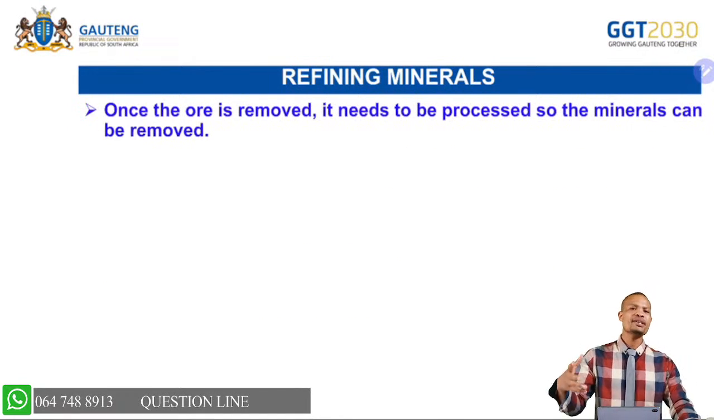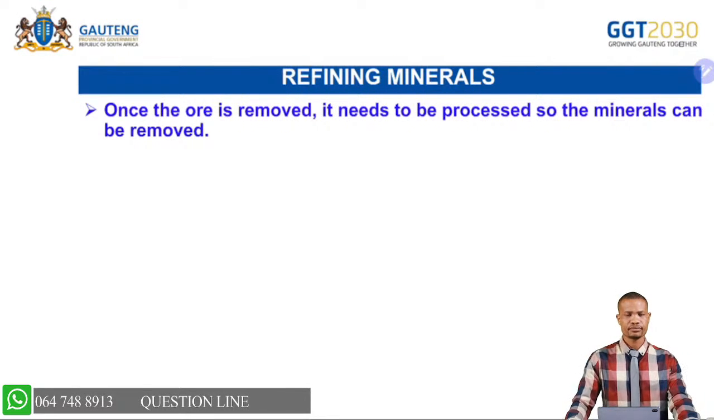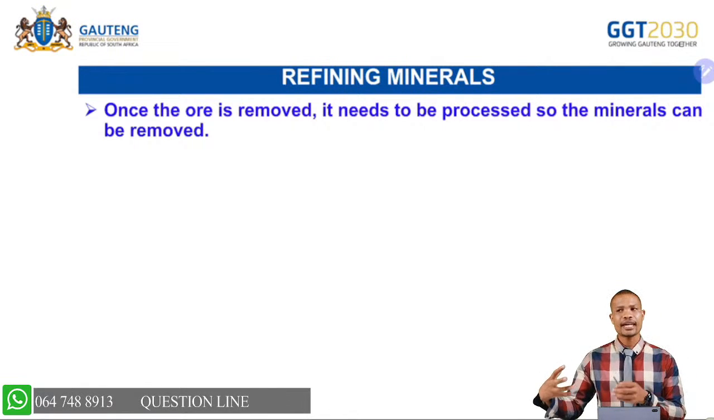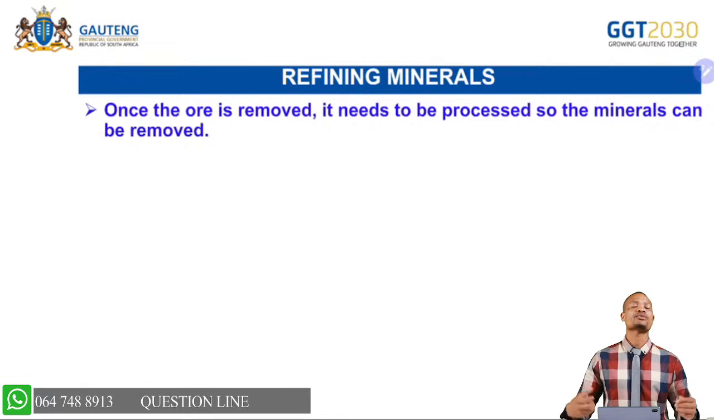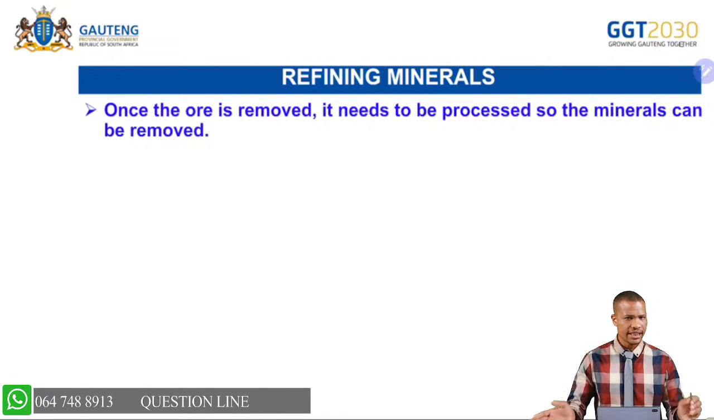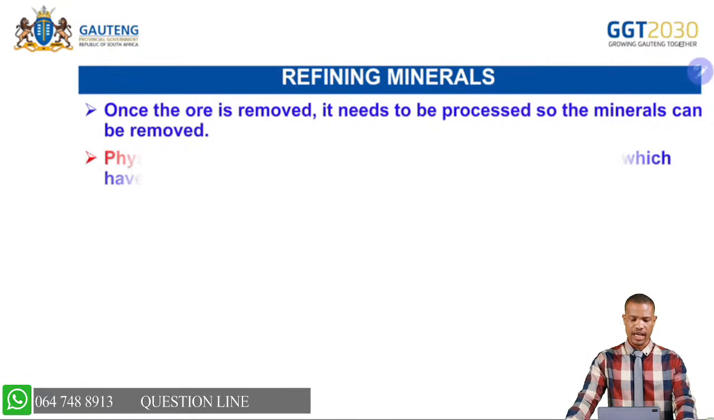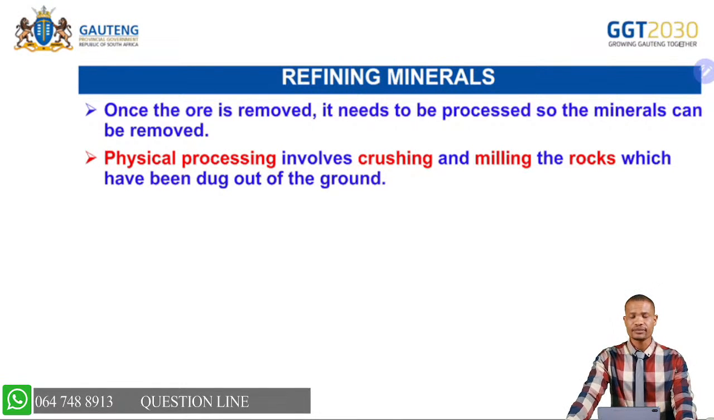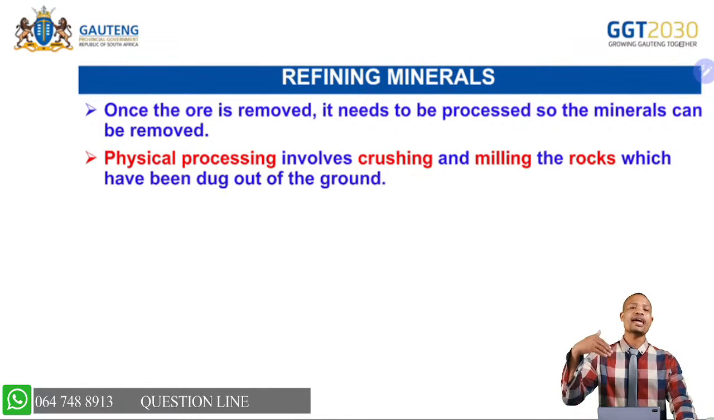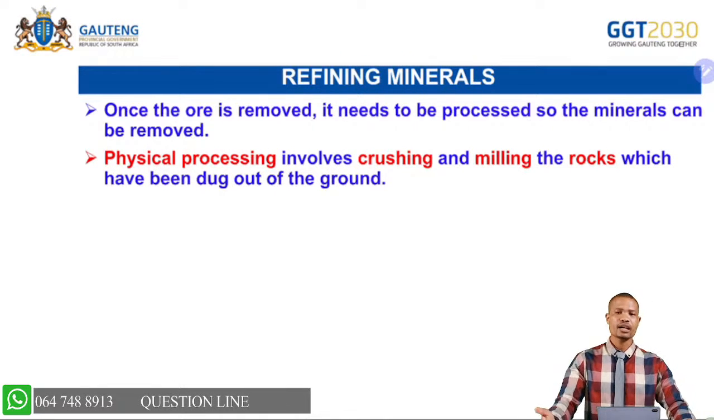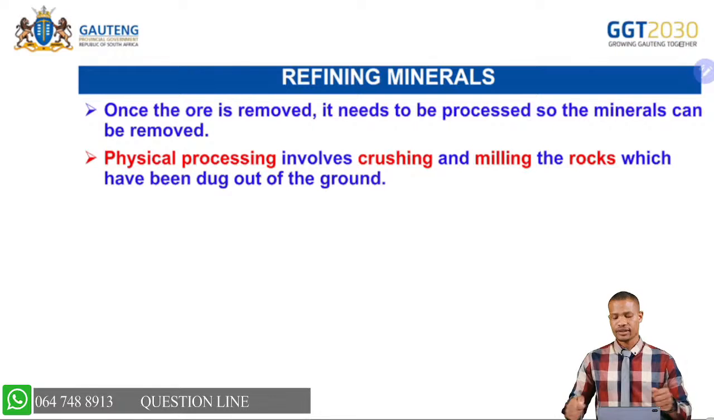So what happens once the ore has been removed? Well, it needs to be processed so the minerals can be removed, okay? We need to process the ore so we can remove the desired minerals. We don't want the entire rock. We don't need that. We need the particular mineral, okay? Physical processing involves crushing and milling the rocks which have been dug out of the ground. So there is a method which is physical. It requires physical crushing and milling, okay?